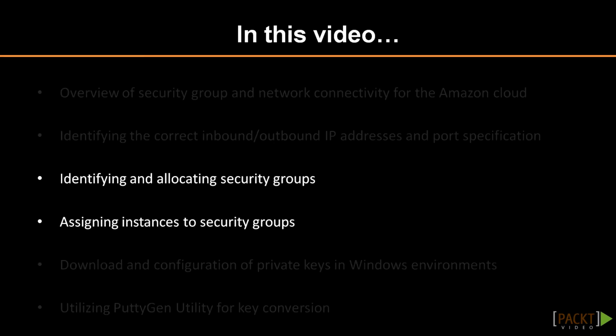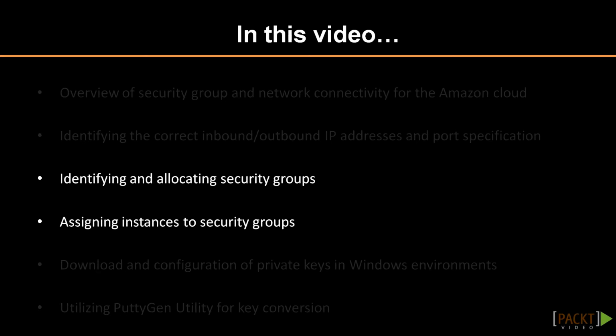In this section, this video is going to be talking about identifying and allocating security groups. We will create a security group, and then we will also define security settings such as which ports are open and which IP addresses are allowed. We will also assign our EC2 instances to this security group.